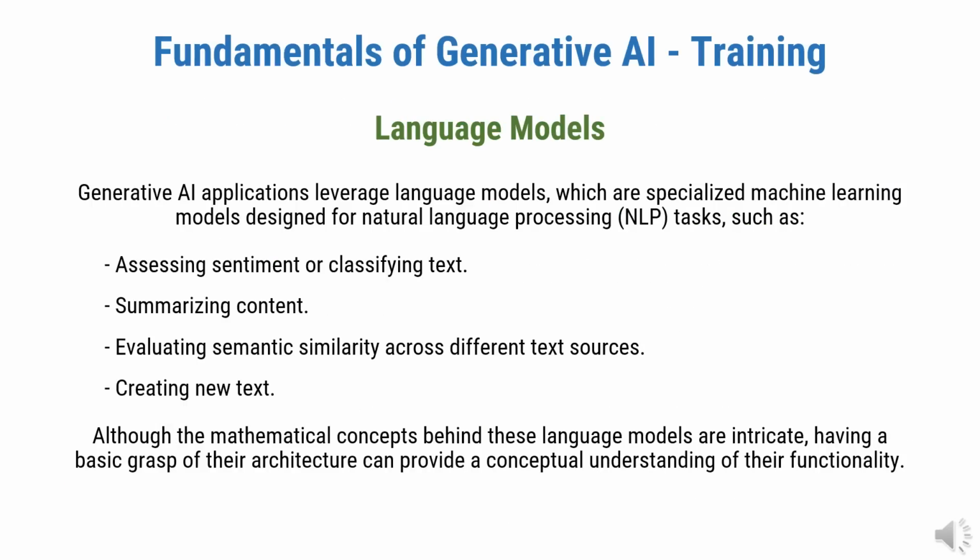Language models. Generative AI applications leverage language models, which are specialized machine learning models designed for natural language processing tasks, such as assessing sentiment or classifying text, summarizing content, evaluating semantic similarity across different text sources, and creating new text. Although the mathematical concepts behind these language models are intricate, having a basic grasp of their architecture can provide a conceptual understanding of their functionality.